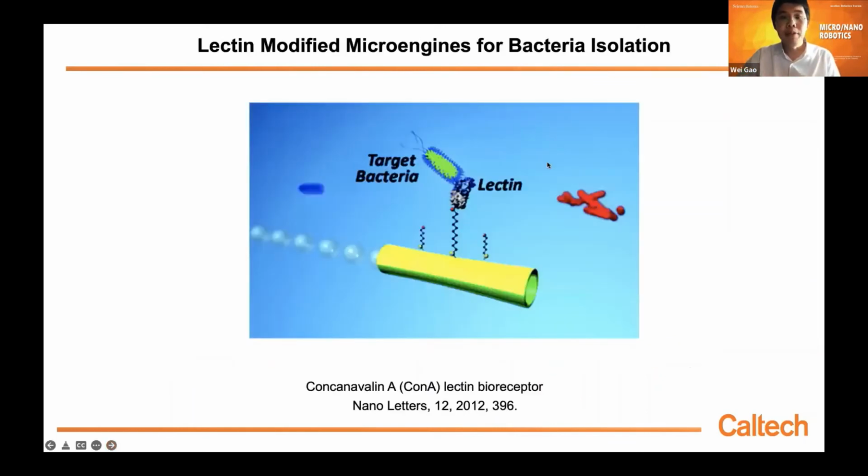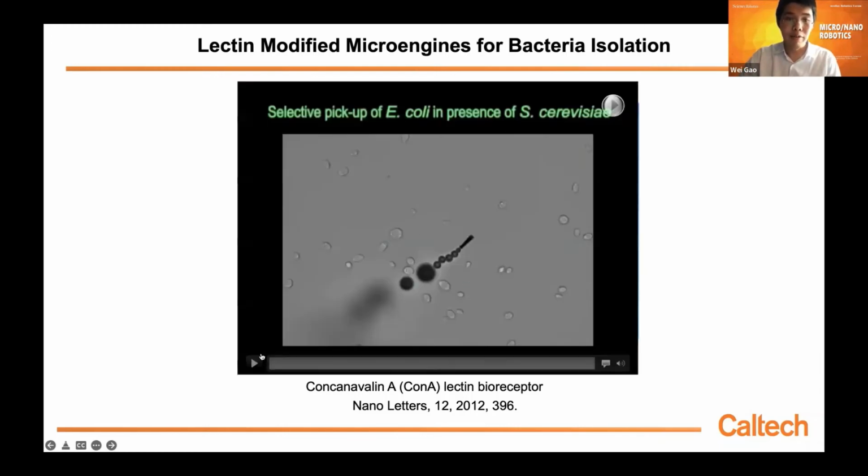To give you one example, we can modify the surface of this micro engine with lectin. Lectin is a sugar binding protein. They can bind to mannose. So many bacteria, such as E. coli, have this sugar compound on the surface. That's why the lectin immobilized micro engine can recognize the bacteria, E. coli. So we have a video here.